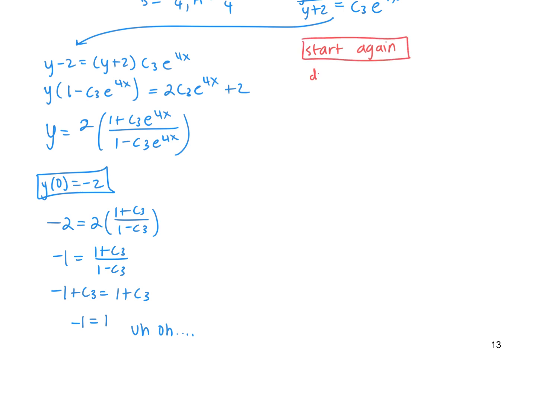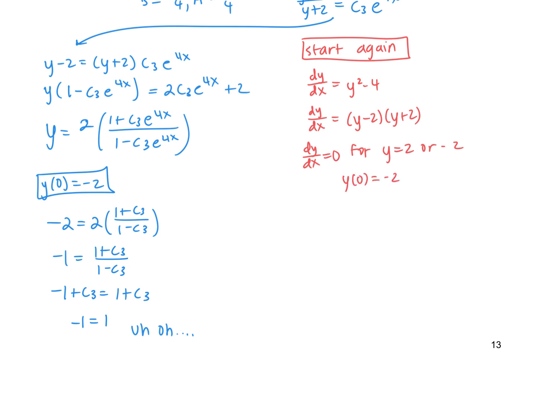Okay, so our equation was dy/dx is equal to y squared subtract 4. Now, one thing you might have noticed initially is that y squared minus 4 is going to factor. Well, what you're going to notice then is that dy/dx is equal to 0 for y equal to 2 or negative 2. And so you might be wondering, why do I care? Well, our condition, y of 0 equals negative 2, occurs at the point (0, negative 2).